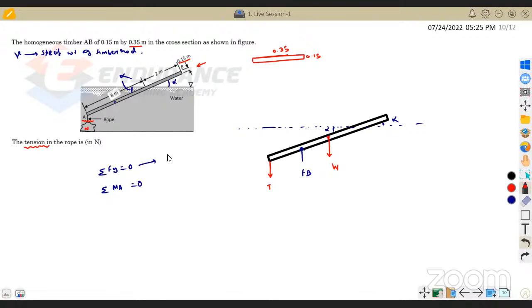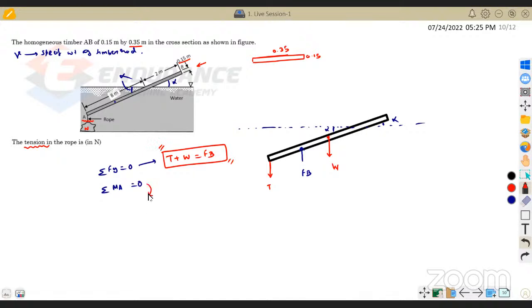One force is T, which is acting down, and Fb acting up, and W acting down. So all the forces acting down will be equal to the sum of the forces acting up. So I can simply make it T plus W is equal to FB. Okay, T plus W is equal to FB.